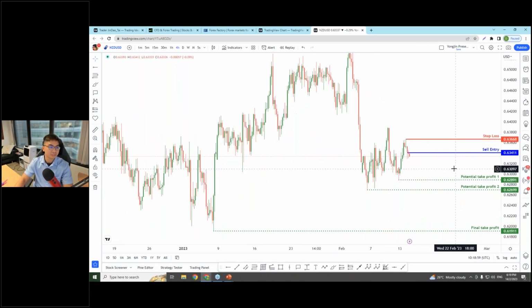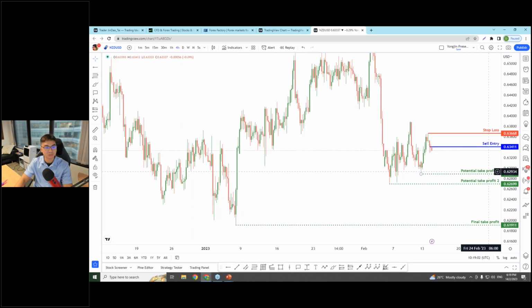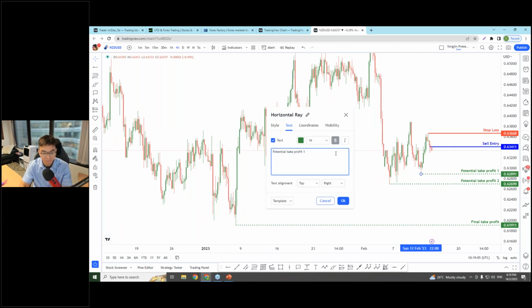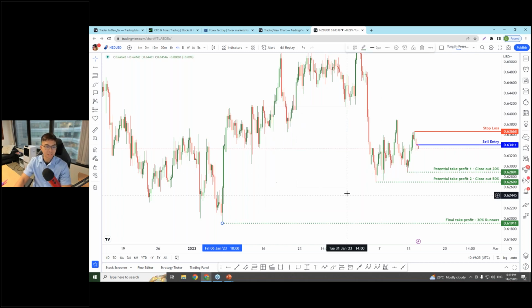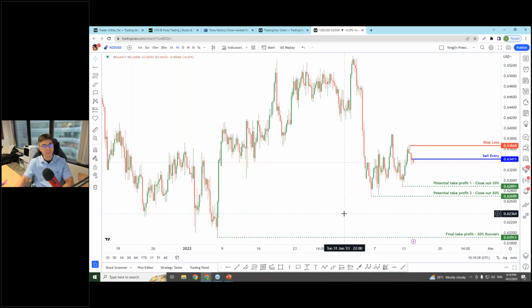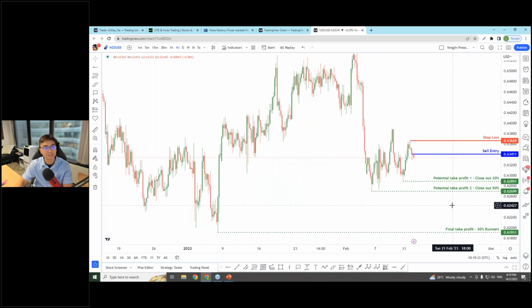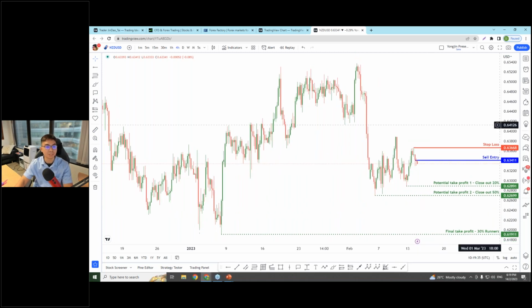So if you're looking for sales, potentially you can close out maybe 20% of your trade right there. Take profit target 2, close out 50%, leave the remainders to run, final take profit, 30% runners. Actually it differs from trader to trader. For me personally, I like to close out 80% of my trade at my first take profit target, leave the remaining 20% to run. It helps a lot with my psychology.